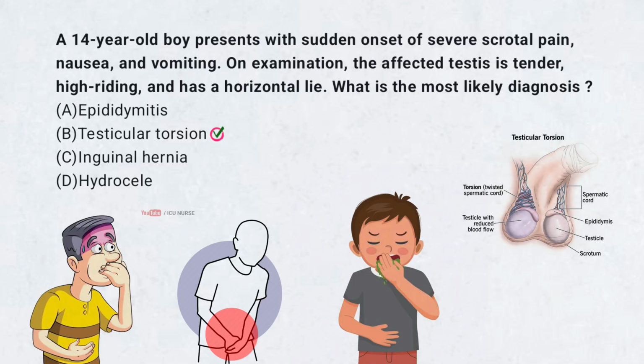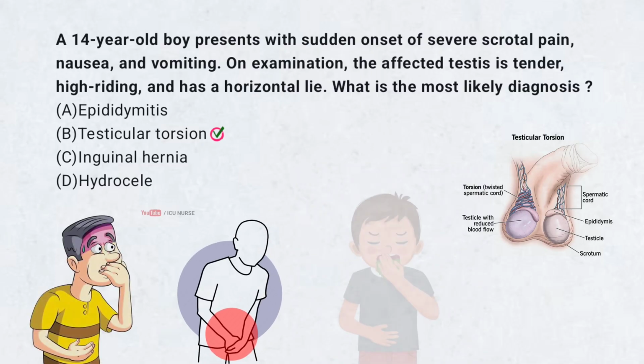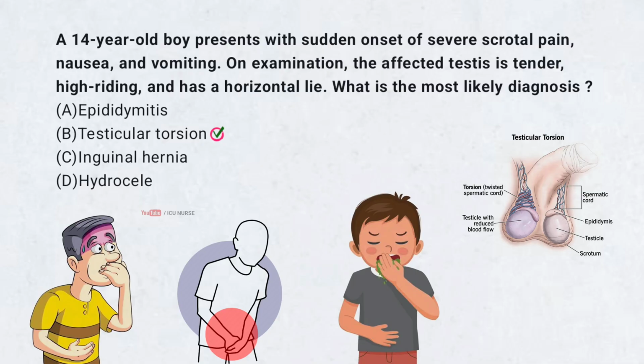Testicular torsion is a urologic emergency. It occurs when the spermatic cord twists, cutting off blood supply to the testis. Symptoms include sudden severe scrotal pain, nausea, and vomiting. On examination, the affected testis is tender, high riding, and may have a horizontal lie. Immediate surgical intervention is required to save the testis. Epididymitis, inguinal hernia, and hydrocele do not present with such acute symptoms or findings.